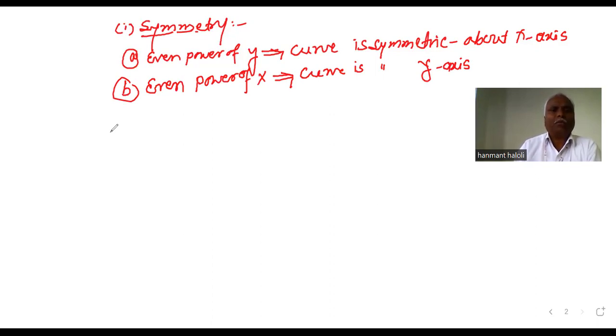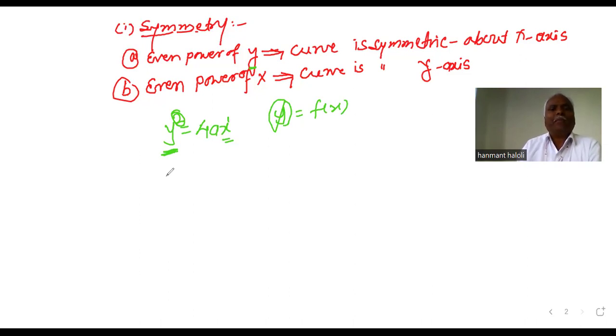Now I'll explain what is meant by even power and odd power. We have standard equations: y square equals 4x. This is the equation of a parabola, which is studied in 12th standard also. Here y is one variable and x is the other. The power of y is 2 and the power of x is 1. After converting the equation so y is a function of x, check whether the power of y is even or odd.